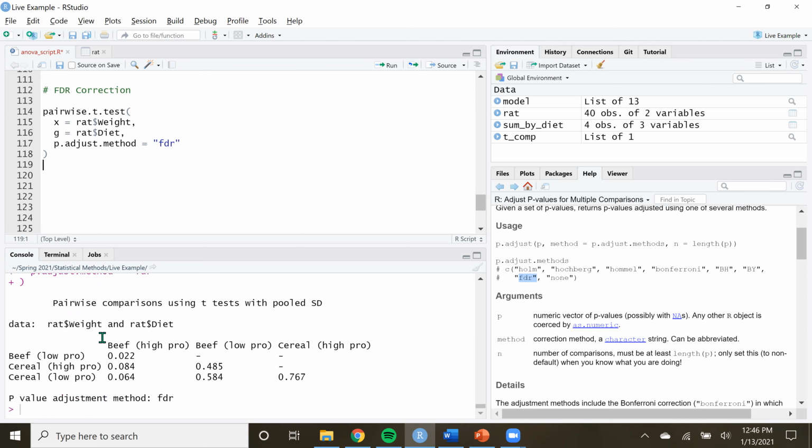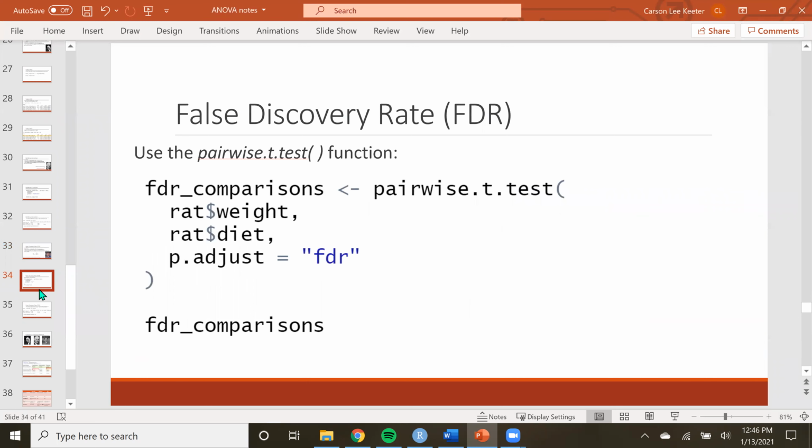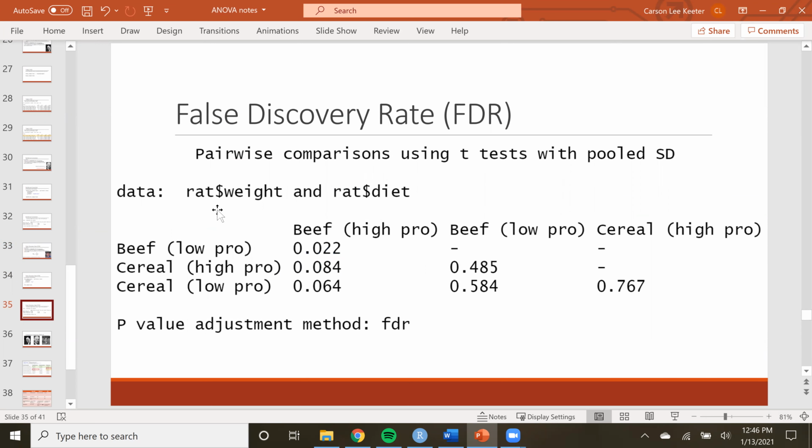we get a very similar output to the Bonferroni. Structurally, it's the same. However, there are some differences in here. Let me blow this up. So what can we say right now? Well, we still use 0.05 to compare these p-values. If anything is below 0.05, we say that there is a statistically significant difference between the two populations. In this case, we get a similar conclusion. Beef with low protein is statistically different than beef with high protein because the p-value is less than 0.05.